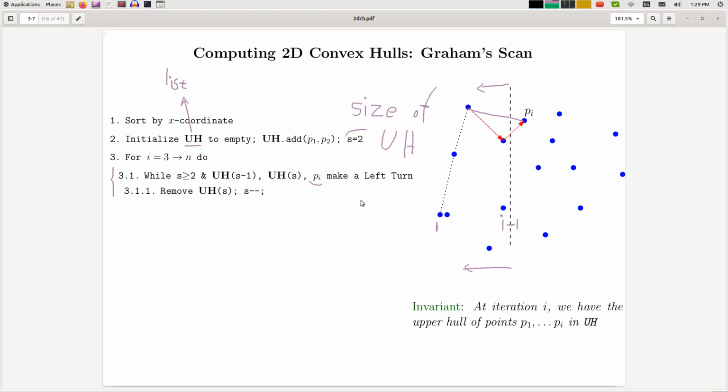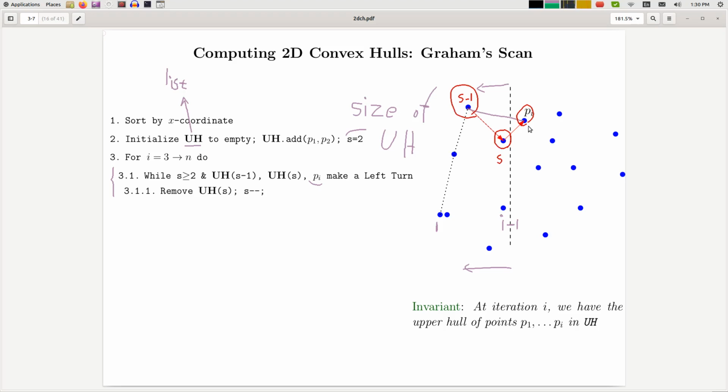Okay, so let's say this is point pi that I'm adding right now. This is the last point in the list, in my list UH. So this is the element number S in UH, and this is the one before that. Remember that these are part of the upper hull so far, by our invariant. In other words, UH contains S elements, 1, 2, S minus 1, and S. I look at these 3 points, UH S minus 1, UH S, and pi.